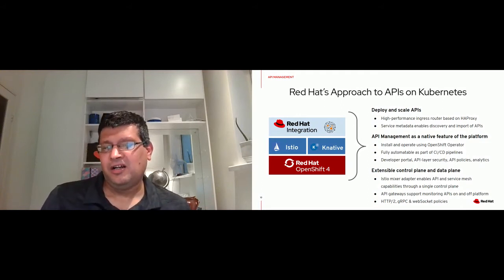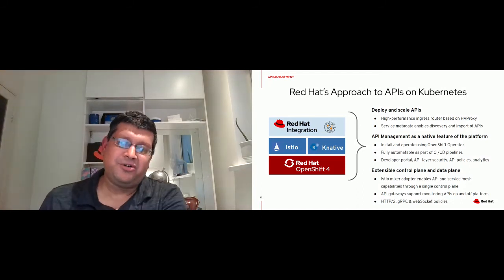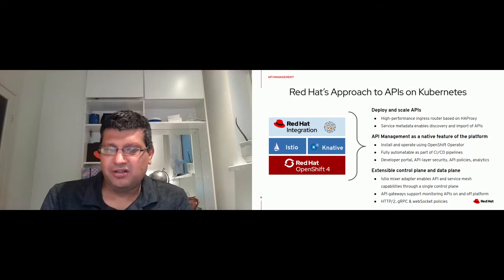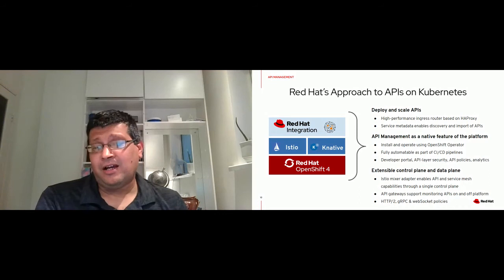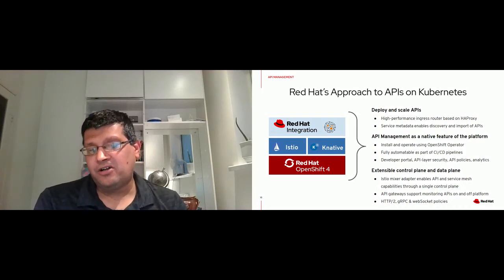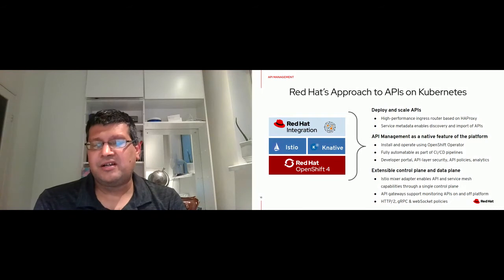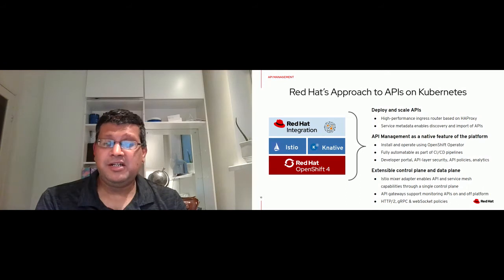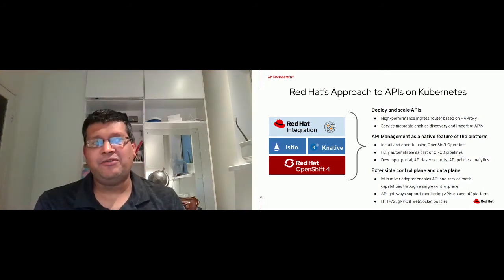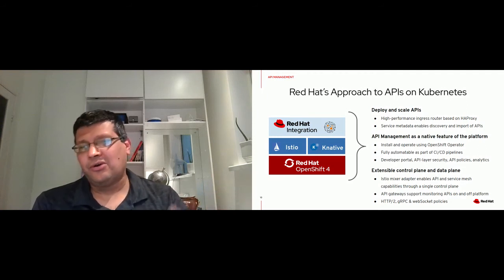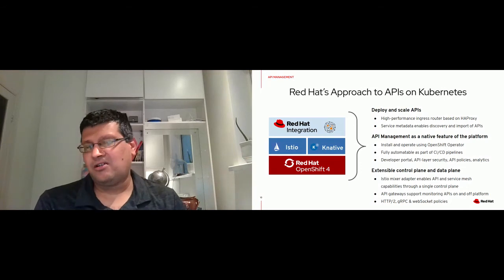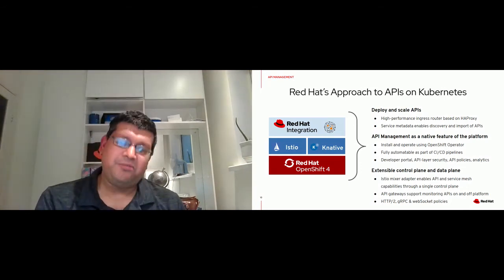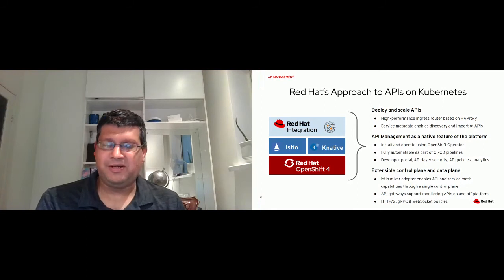So you could manage it in your hybrid cloud, whether you want to host it in your public cloud or in your private cloud, the choice is yours, right? Then providing that extensible control plane and data plane, the Istio mixer adapter plays nicely with service mesh. We have seen that. So it provides you with the capability to use a single control plane. If you're using the service mesh and the Istio adapter, you don't have to go into Threescale and try to use the control plane of Threescale to enable something. It could be done within the service mesh control plane itself.